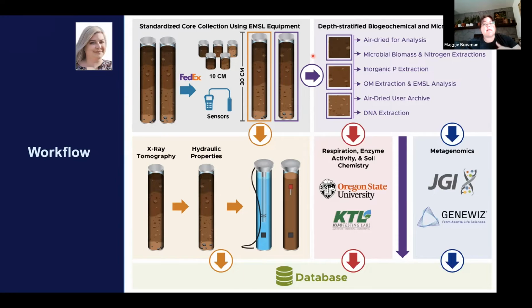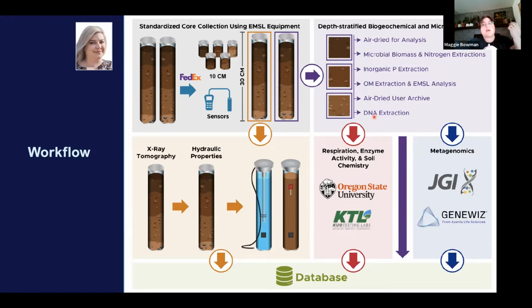And when we process them, we divide them into two setups, one for a biotic core, which would be the purple workflow, and one that's an abiotic core, or the yellowy orange workflow. And with those, we process the biotic core immediately, and we work into depth stratified layers, working in 10 centimeter sections for splitting into the top, middle, and bottom of these 30 centimeter cores.